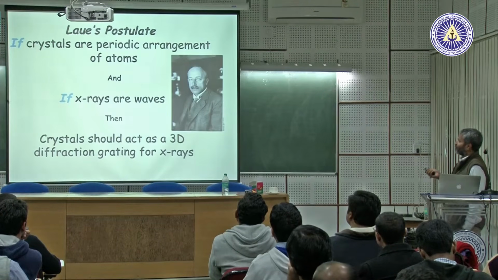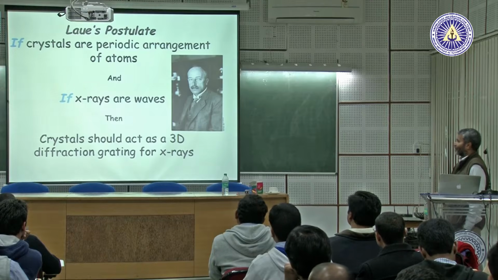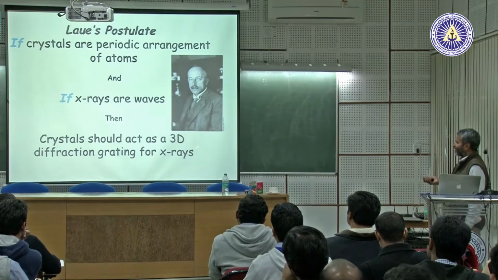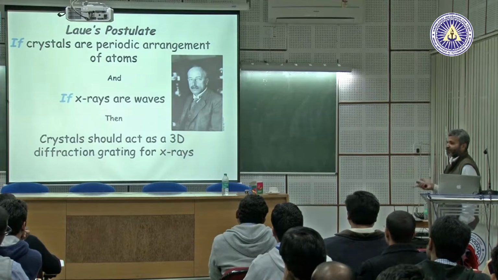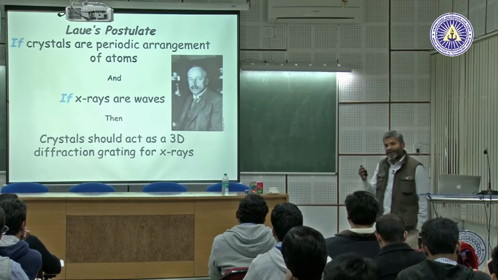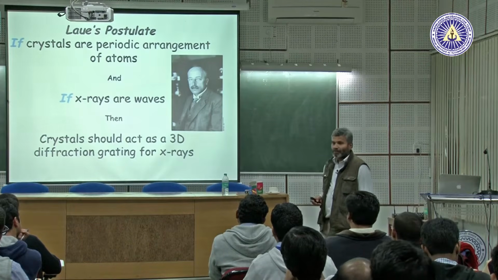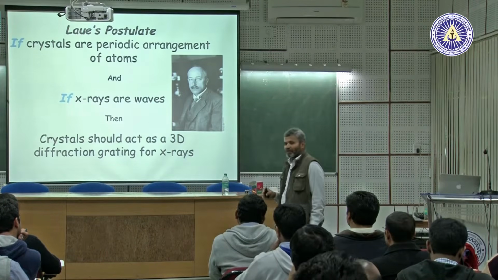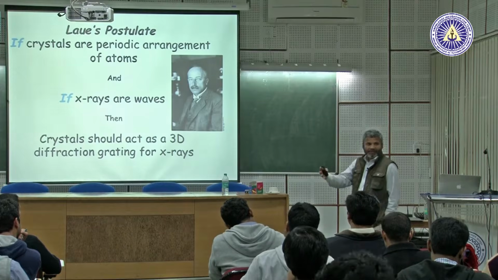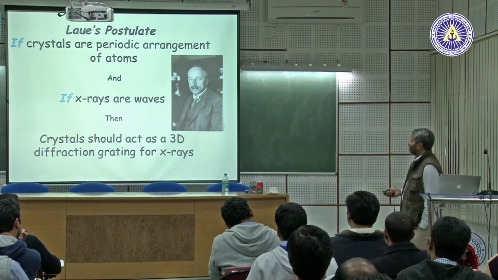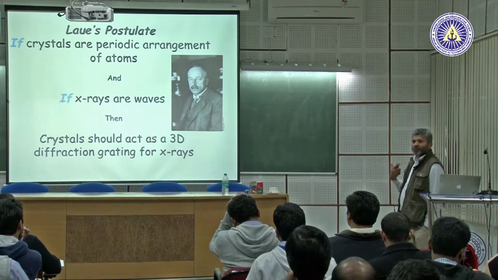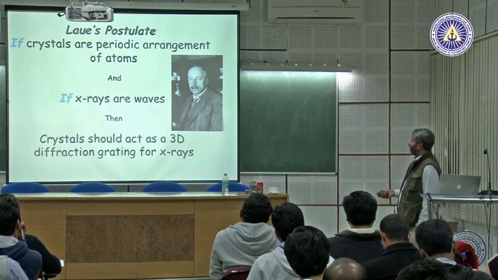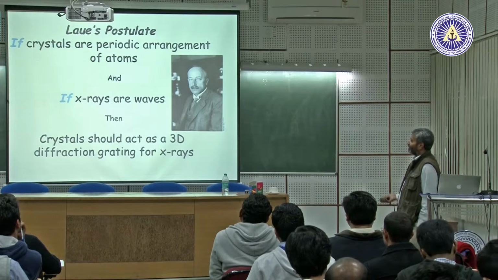If crystals are periodic arrangements of atoms, and if X-rays are waves, then crystals should act as a 3D diffraction grating for X-rays. Diffraction gratings for light were a well-established thing. There were 2D diffraction gratings, periodically arranged lines, and light gave you sharp diffracted beams. So, based on that, he generalized that when you have a 2D diffraction grating, you have a 2D diffraction pattern.